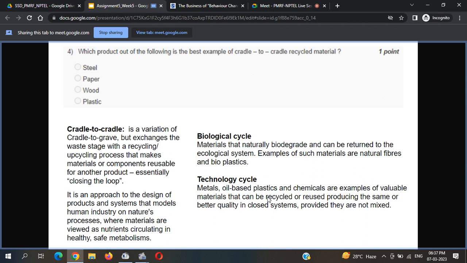And then there is the technology cycle. Things like metals, oil-based plastics, and chemicals are some examples of materials which can be recycled and then used for producing other products of the same or better quality in a closed loop of material circulation. This is another type of cradle to cradle material. In this, the materials don't need to naturally biodegrade. They are recycled through mechanical and chemical processes, and that is why it falls under the technology cycle.